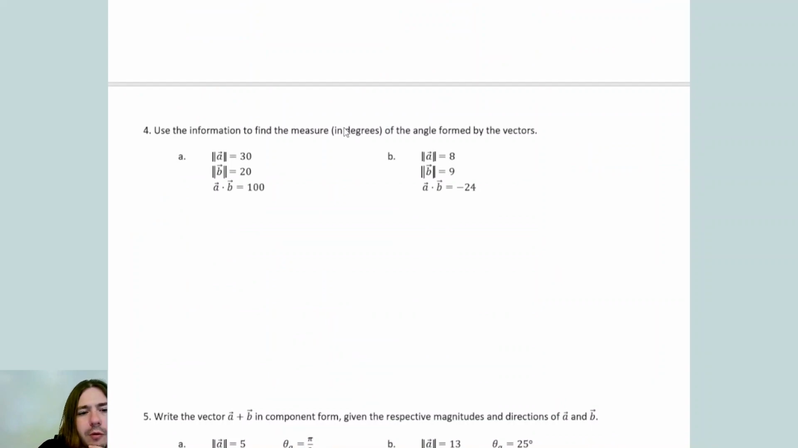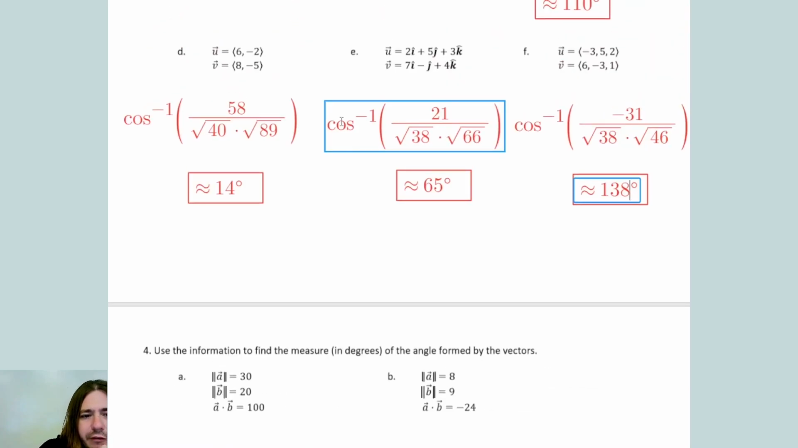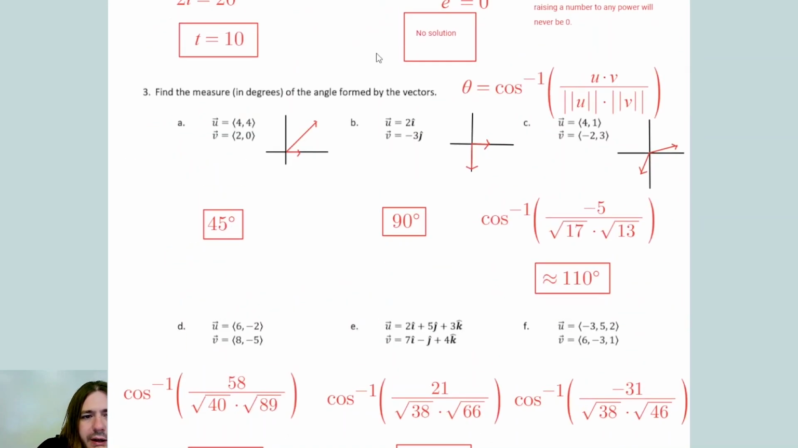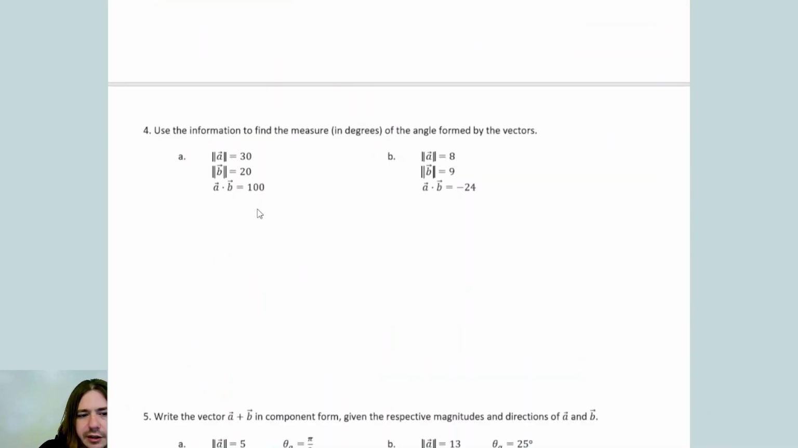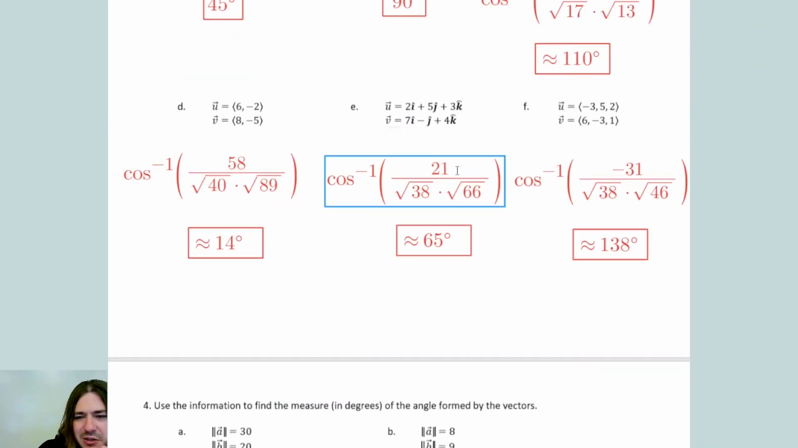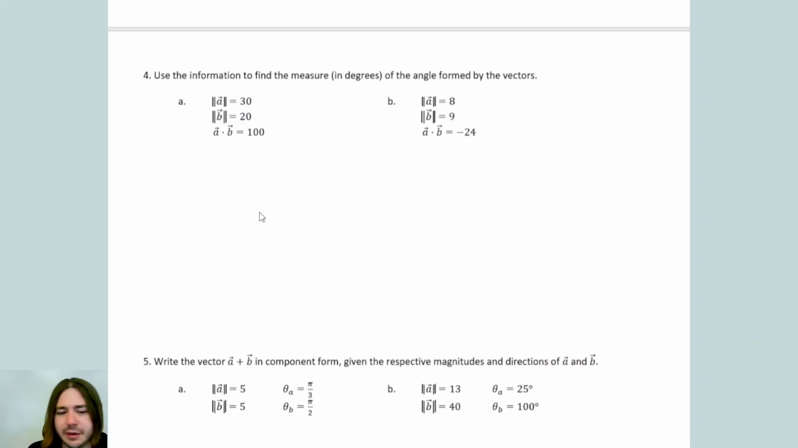And it looks like with number 4, we are trying to find the measure in degrees formed by the vectors. Same kind of deal here. We're trying to find the angle measure between the two vectors. But what's interesting is they don't actually tell us what the vectors are. They just tell us the dot product and the magnitudes. So it's going to be easier than what we did above, because we won't have to calculate the magnitudes or the dot product. It's given to us. So finding this angle measure is going to be a heck of a lot easier in number 4 than it was in number 3.